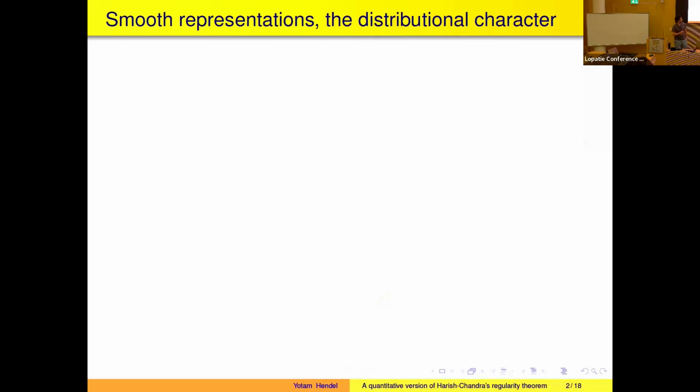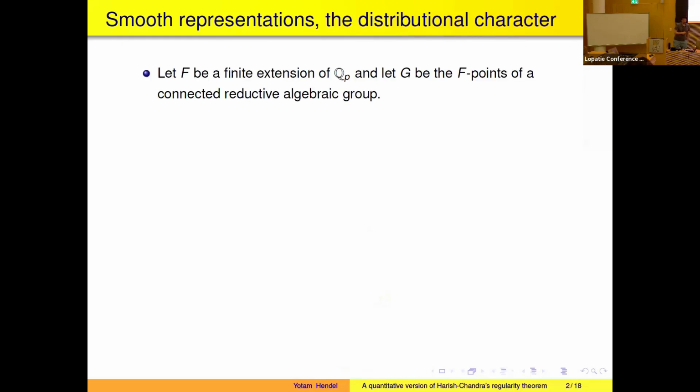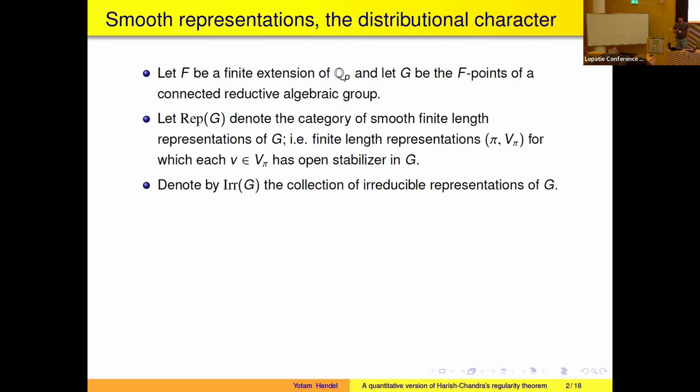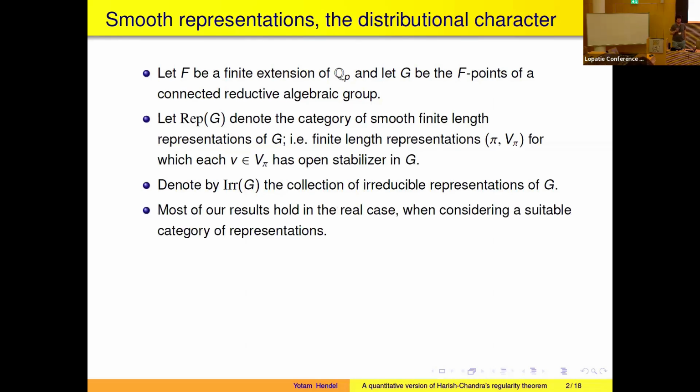To start with some settings, I'm going to take some finite extension of Q_p to be F, and G to be the F-points of some connected reductive group. I'm going to let Rep(G) be the category of smooth representations of finite length of G. By smooth, as usual, I mean that the stabilizer of each vector in V is open in G. Now, I'm going to denote by Irr(G) the collection of irreducible representations of G.